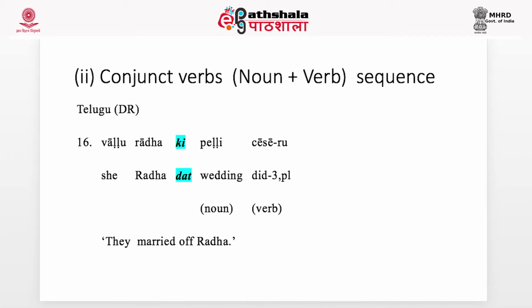So, what happens in a language like Hindi or Punjabi? उन्होंने राधा की शादी की. In Hindi you have a genitive, whereas in Dravidian you consistently have a dative with the direct object or indirect object, which depends on the analysis that you make.